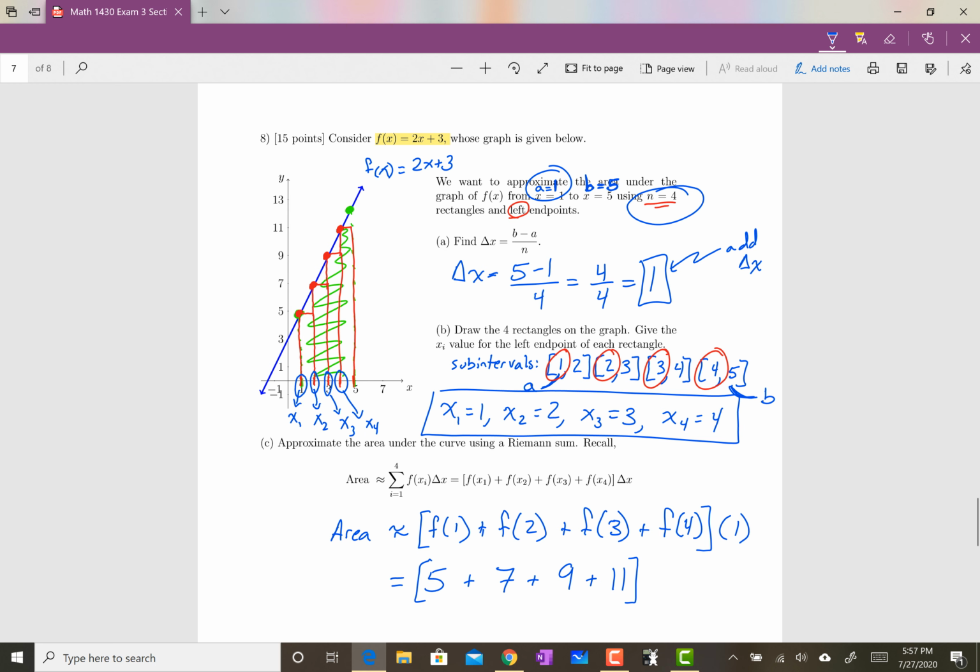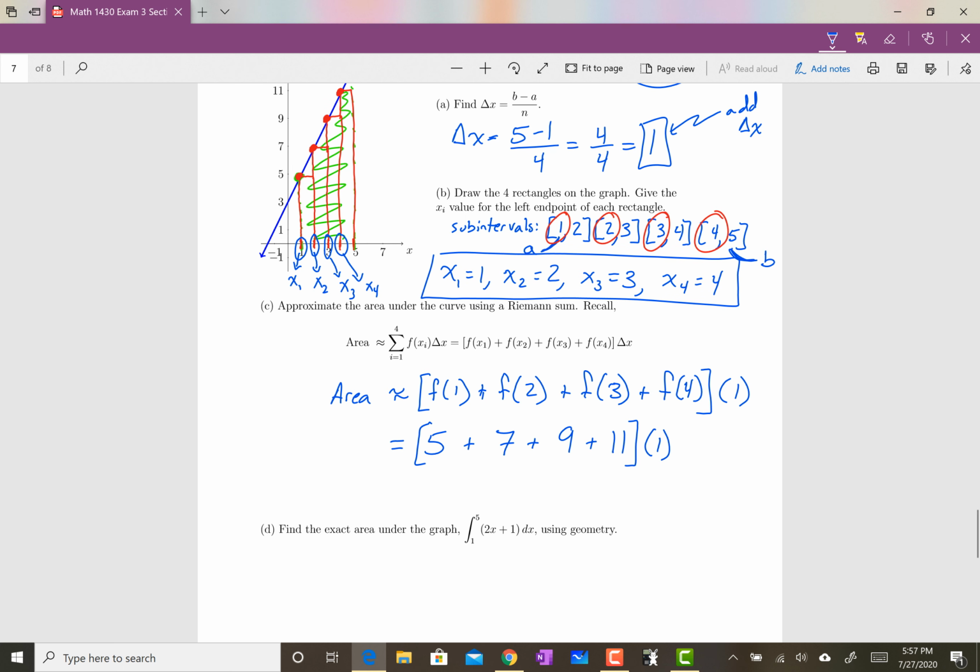And you'll notice a pattern, and that's awesome. Typically, you'll see a pattern. So we have 5 plus 7 plus 9 plus 11 times 1, and that is going to give us an approximate area of something exciting. Let's see, 9 and 11 is 20, 5 and 7 is 12, 20 and 12 is 32. All right, so we get the area is approximately 32.